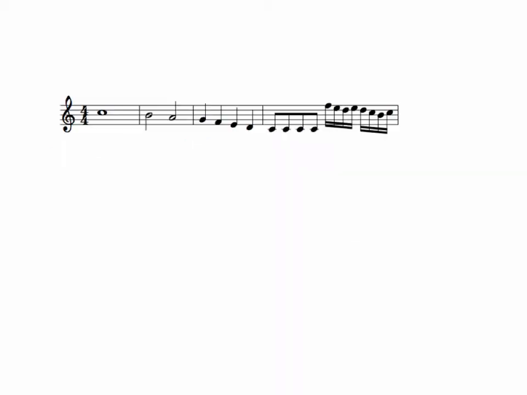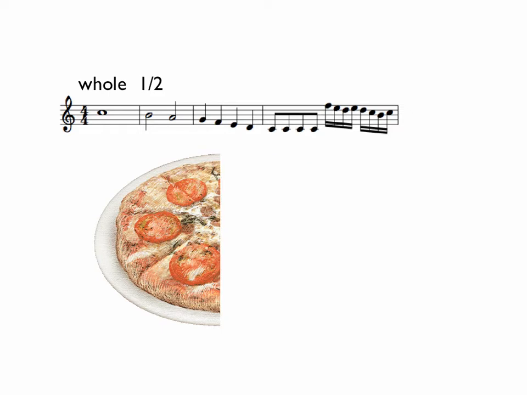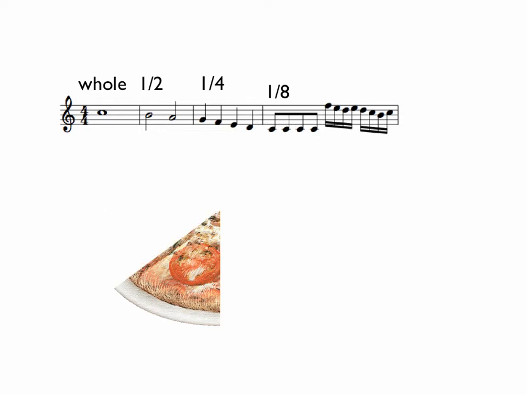Let's look at this diagram. In the first measure, you see what is called a whole note. You can think of that as being almost exactly the same as a whole pizza. In the second measure, you see 2 half notes, the same as dividing our pizza into 2 halves. Then we have quarter notes, which correspond to quarters of a pizza. Eighth notes, eighth of a pizza. Sixteenth notes, sixteenth of a pizza.